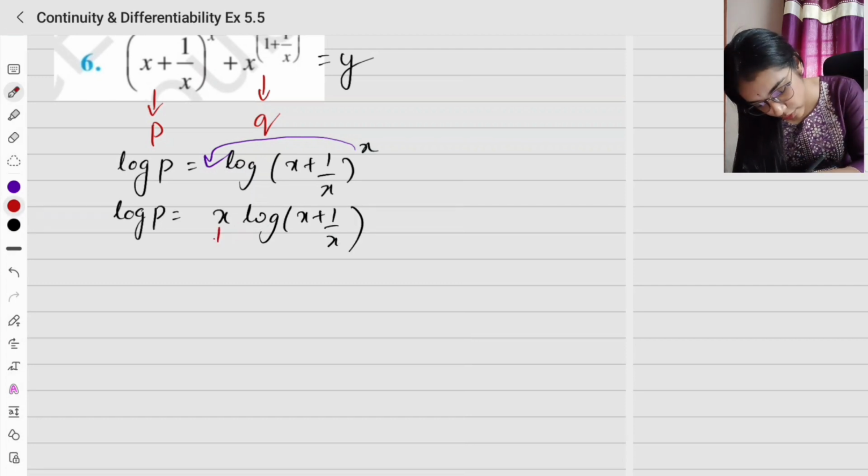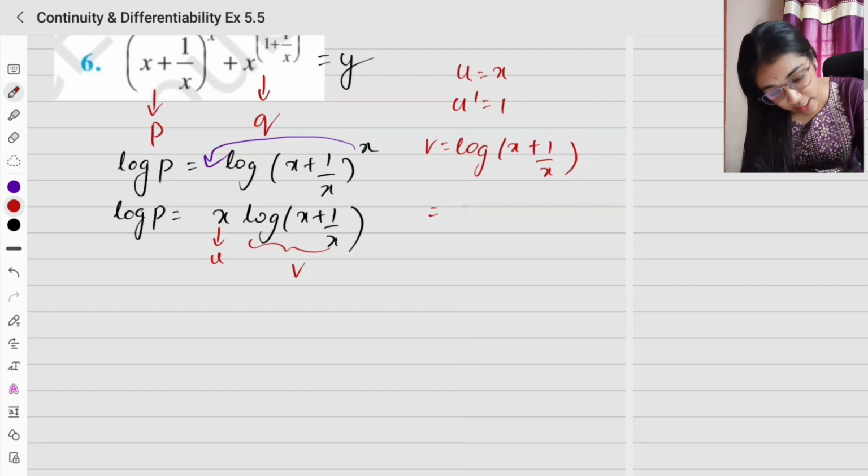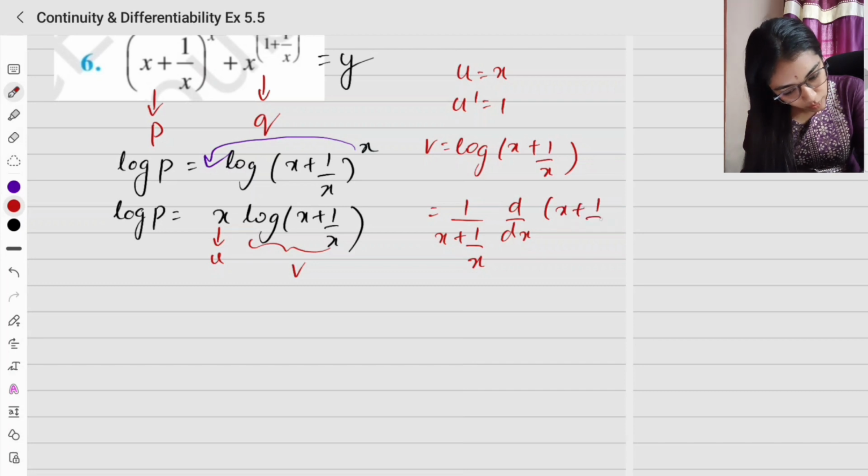So in the uv formula, this is u, and the whole thing is going to be v. So what is my u? U is x, so u dash is going to be 1. V is log of x plus 1 by x. What is the derivative of log of x? It is going to be 1 divided by x. But what is my x? It is d by dx of x plus 1 by x.